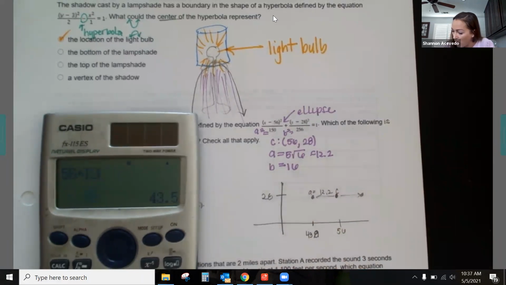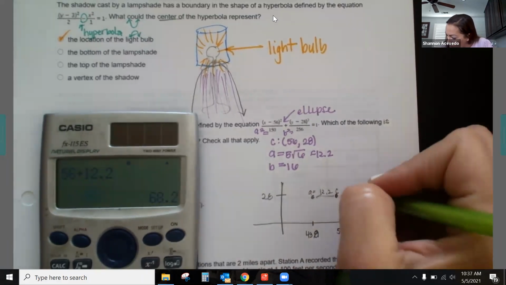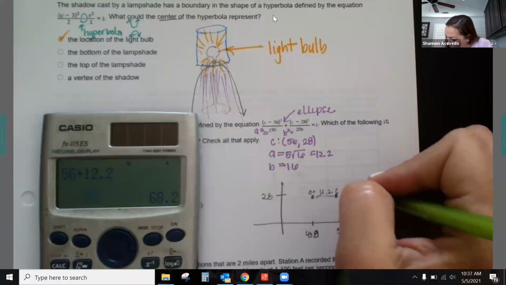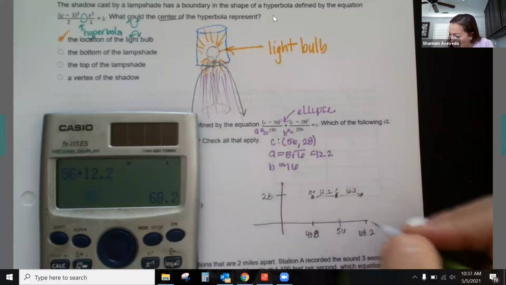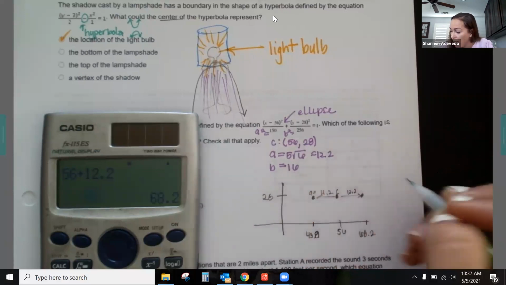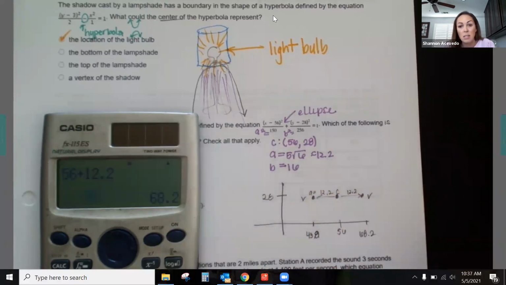So 56 plus my 12.2. So you can see where I'm going. I'm going to have, again, my 12.2 in this direction. So this value is going to be here at 68.2. So you can see these are my vertices.